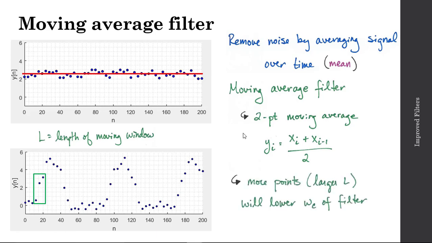As we take more points with our moving average filter, so a larger L, this will lower the cutoff frequency of the filter. And this moving average filter is operating as a low-pass filter. As we noticed with our static data set, when we take the average, we remove all of that high frequency content. So this moving average filter operates as a low pass filter.